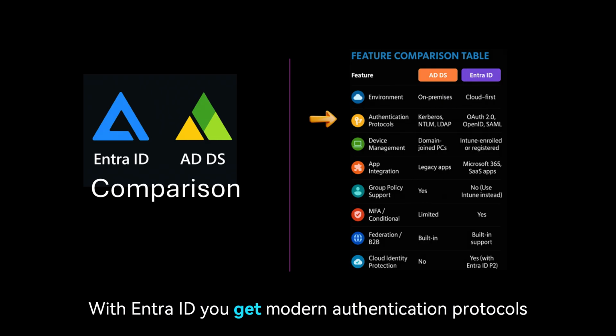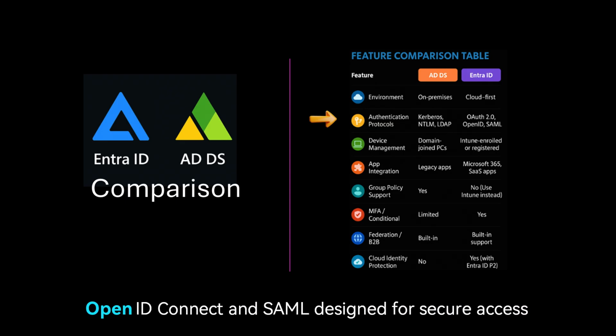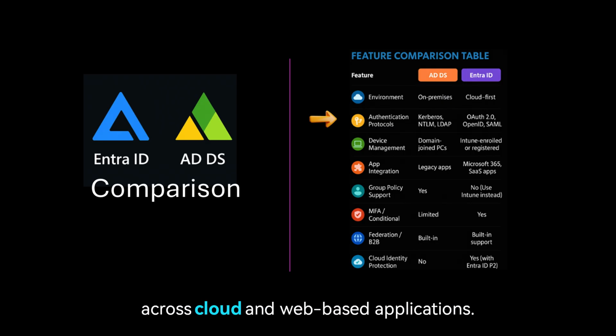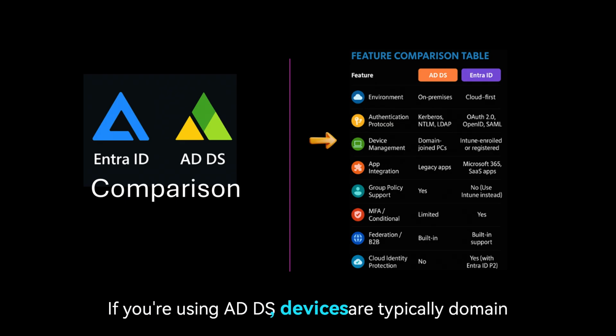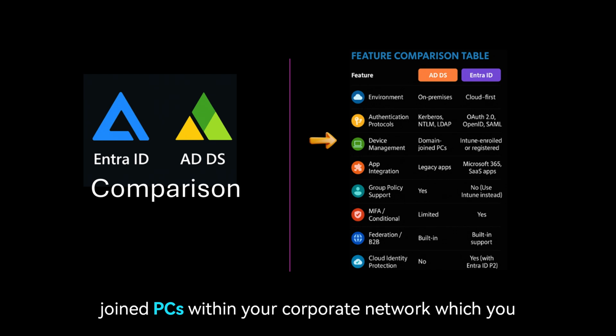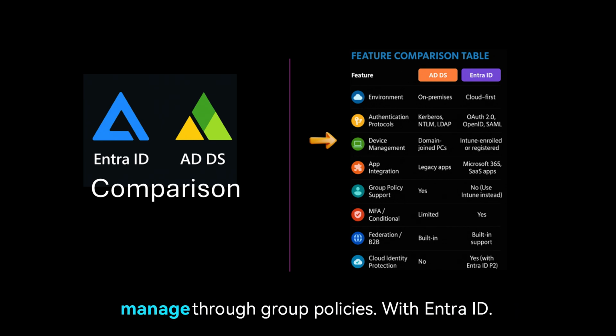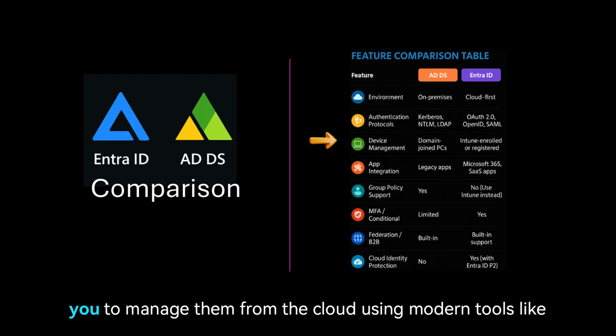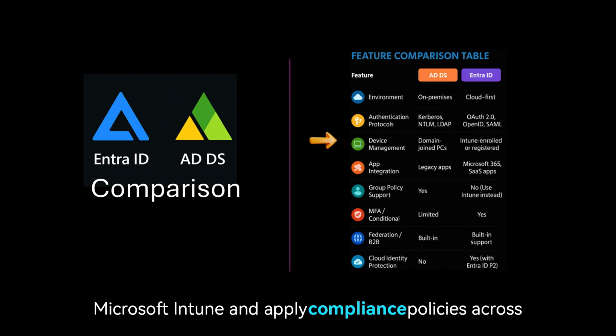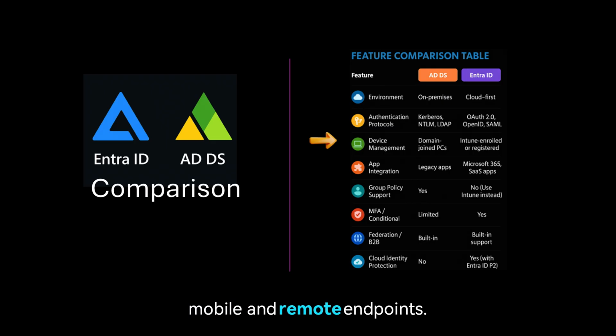With Entra ID, you get modern authentication protocols like OAuth 2.0, OpenID Connect, and SAML, designed for secure access across cloud and web-based applications. If you're using ADDS, devices are typically domain-joined PCs within your corporate network, which you manage through group policies. With Entra ID, devices are Intune enrolled or registered, allowing you to manage them from the cloud using modern tools like Microsoft Intune and apply compliance policies across mobile and remote endpoints.